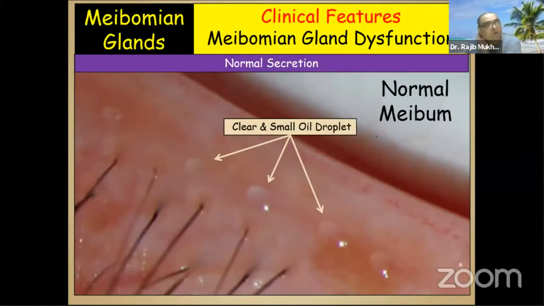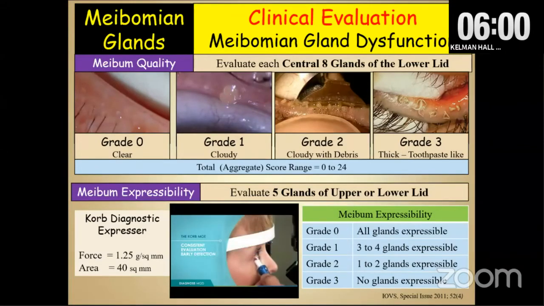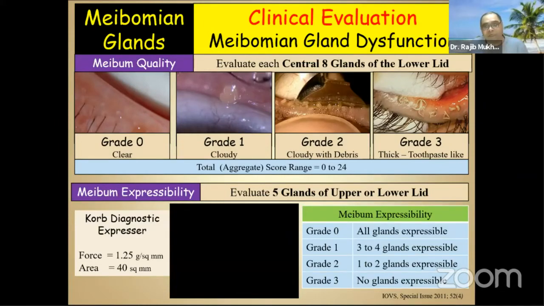Now, this is what the normal meibum looks like. It's a clear, small droplet of oily fluid that we notice, and it can be graded into grade 0, 1, 2, 3, where grade 0 is a clear secretion that you see on the first slide on your left. It can be a cloudy secretion, which is grade 1, and a cloudy secretion with debris involved, which is grade 2, and grade 3 would be these toothpaste-like excretions that we see.